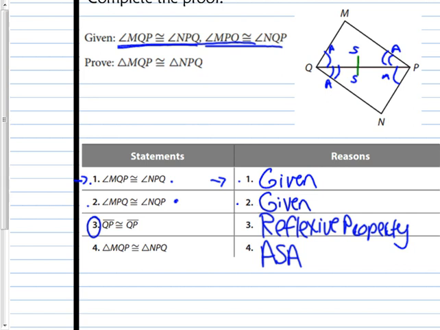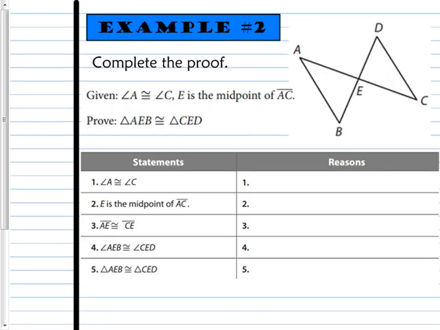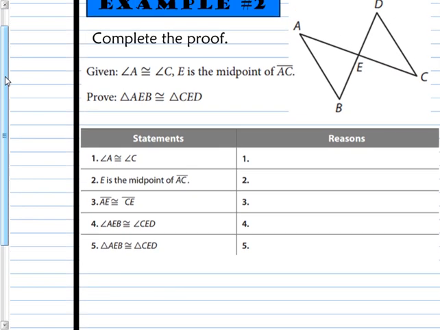Let's do one more. Complete the proof. The first thing they tell us is that angle C is congruent to angle A. So angle A is congruent to angle C, and the reason for that is the given. They gave it to us. Okay? And then E is the midpoint of AC. Again, that's the given.